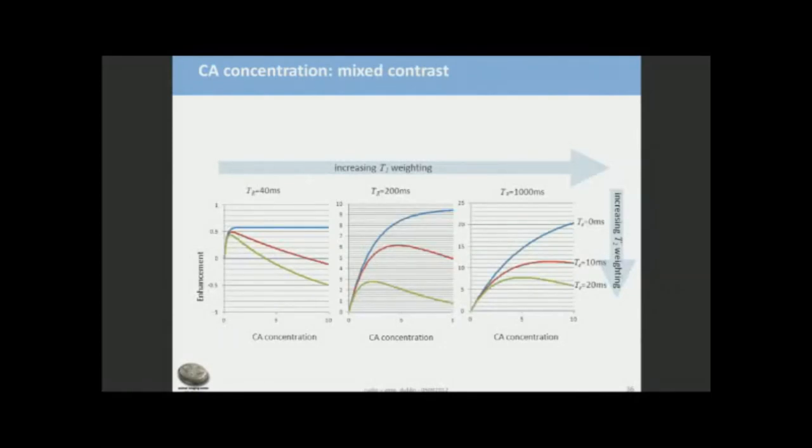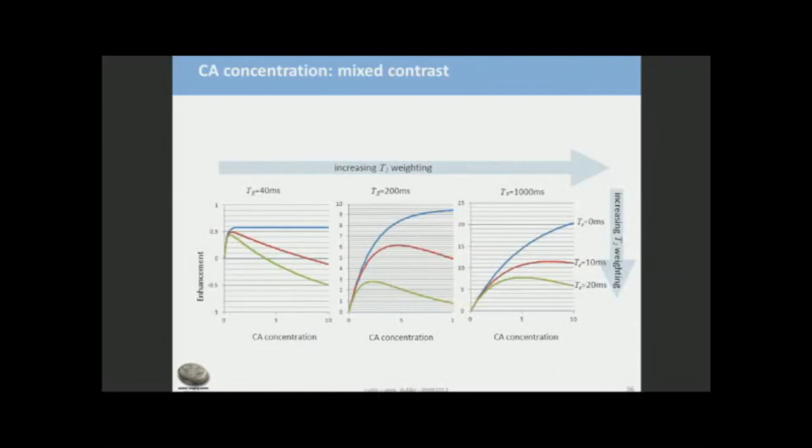Secondly, we have mixed contrast. If you have a contrast agent which affects T1, it also affects T2 and vice versa. And you see here a typical contrast agent, gadolinium DTPA. If we use different parameters for data acquisition, repetition times here, which is the T1 weighting, and echo time, which is the T2 weighting, the signal profiles look very different. So essentially, you have to know what your proper conditions are, and if you translate signal enhancements into concentration, you may face ambiguities.